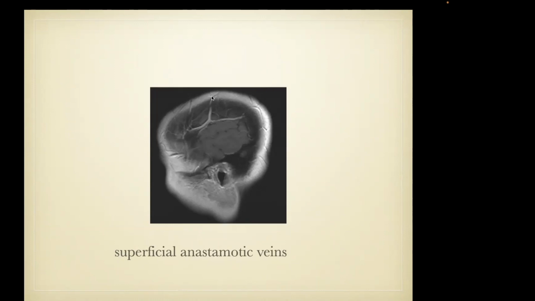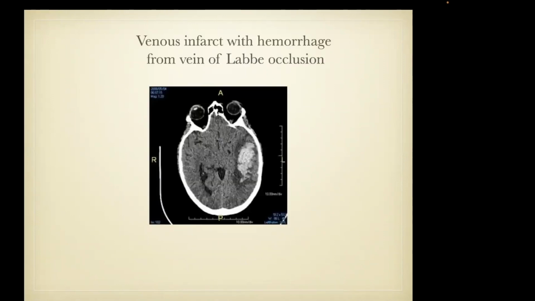This will join with the superior sagittal sinus. This will join with the transverse sinus. This will join with the cavernous sinus. Now, these can have reverse flow, and you'll see this occasionally in patients with arteriovenous malformations, where you see some changes in the direction of flow.